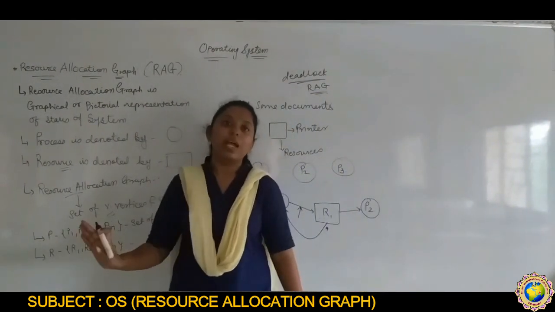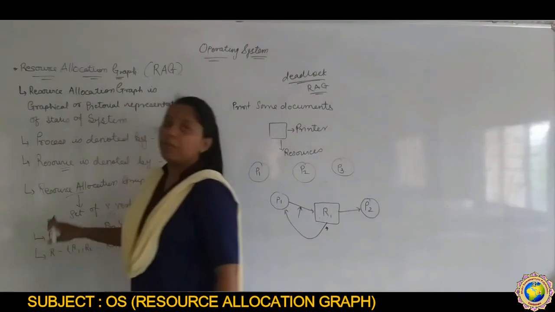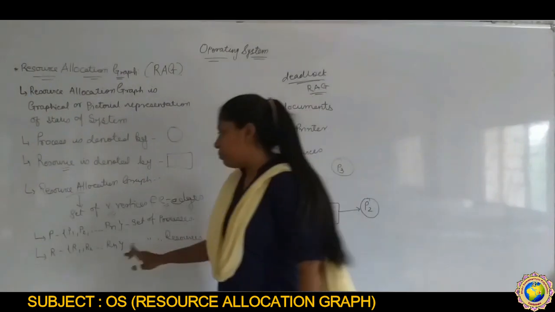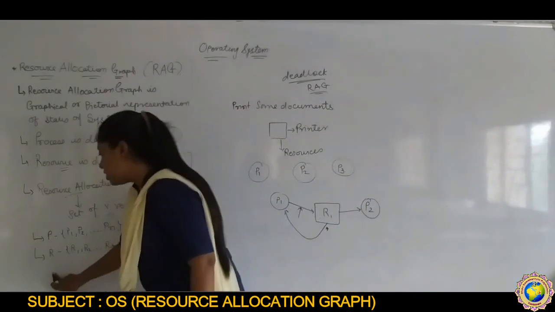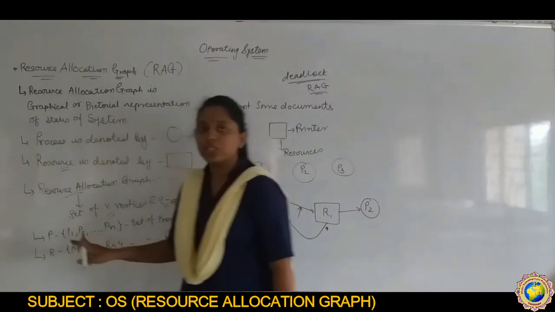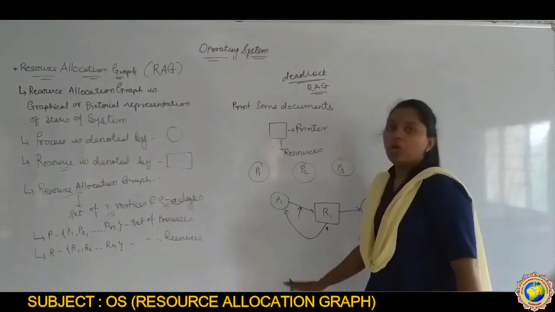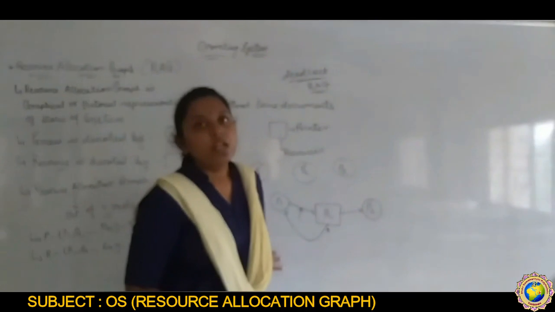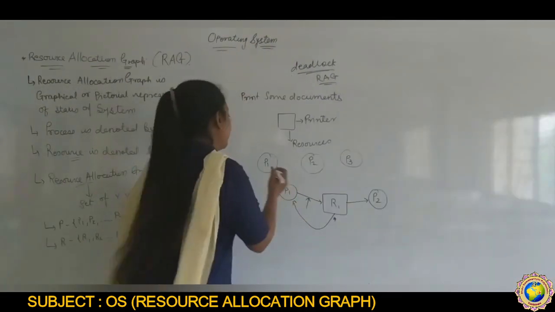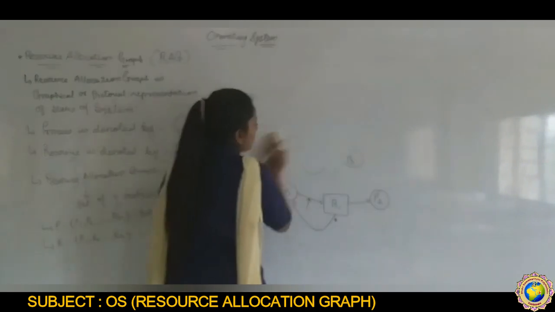Vertices is nothing but the set of processes and resources. P is denoted by the process, and R is denoted by the resource. R stands for resource, P stands for process, right? And this is the way you allocate resources to the process. Hope you understand this. Next topic, let's see some other examples of resource allocation graph.